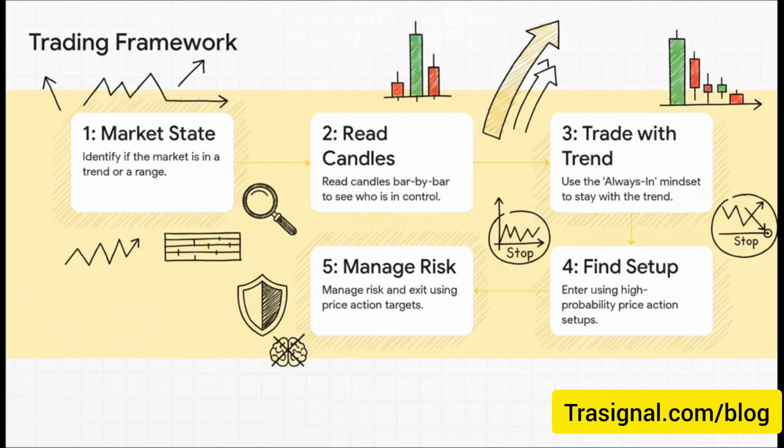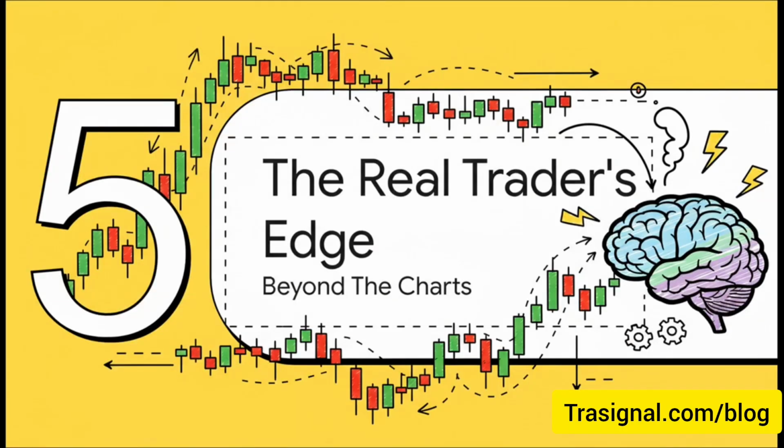Step 3. You gotta obey the always-in rule. Trade with the trend. Step 4. Be patient. You have to wait for a high probability setup like a two-legged pullback or a failed breakout. And finally, step 5. Manage the trade, using logical price targets, not emotion. But here's the final lesson, and it might just be the most important one of all. The real edge in trading isn't just some pattern on a chart. It's what's going on between your ears.